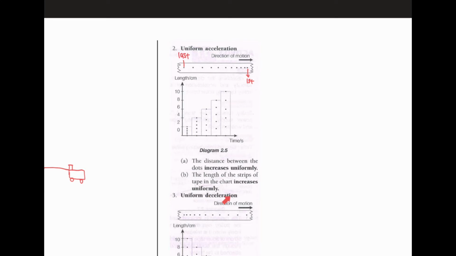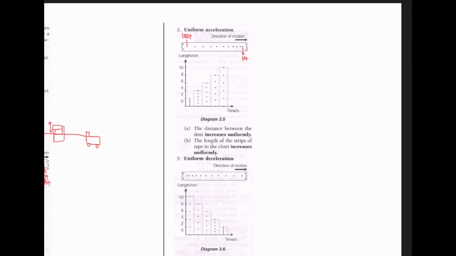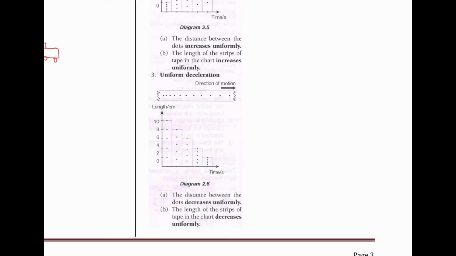Number 3, uniform deceleration. That means it is slowing down. Okay, so again, remember the first dot is here, the last is here. Initially they are very fast, then they are slowing down as the distance is getting closer and closer. So initially far apart, and then at the end close together. So from fast back to slow. So the distance between the dots decreases uniformly.